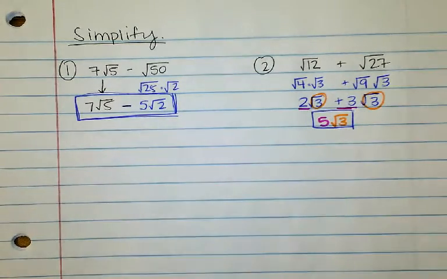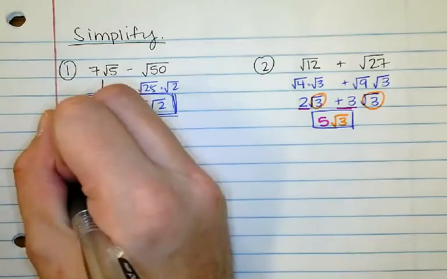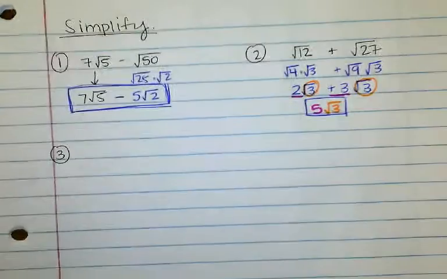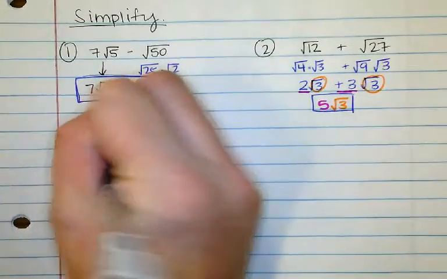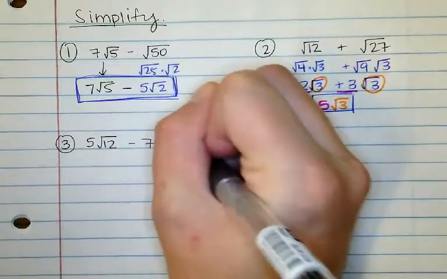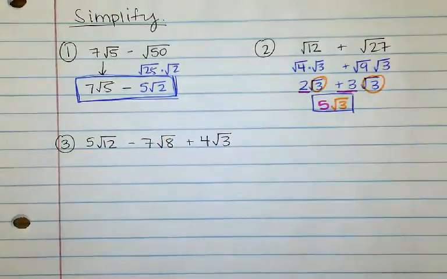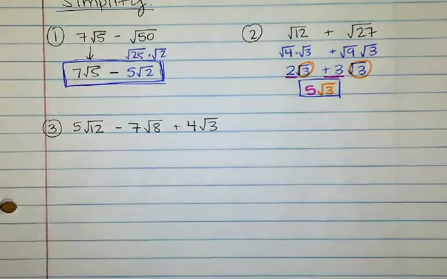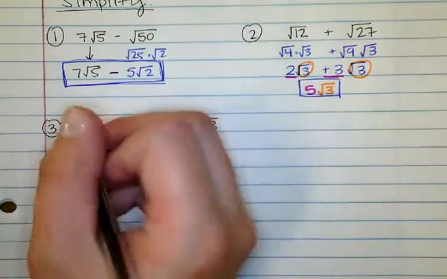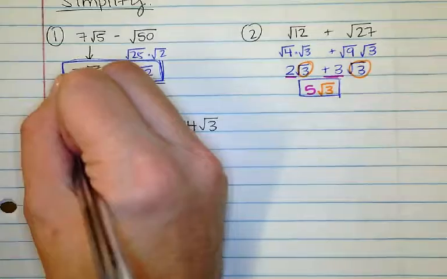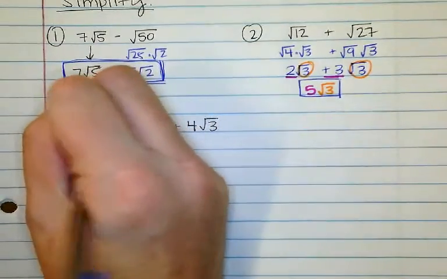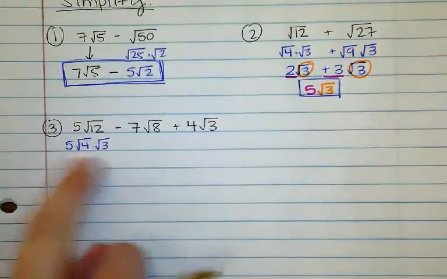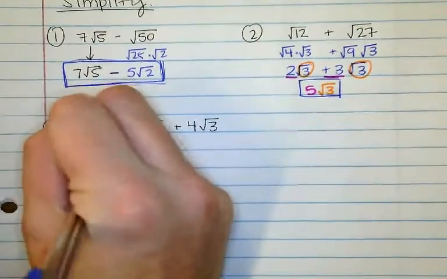Okay? So now we're going to jump down here. We're going to look at number 3. So for number 3, I'm going to stretch it a little bit. We're going to do 5 radical 12 minus 7 radical 8 plus 4 radical 3. All right, we got 3 now. Yikes. All right, so let's check it out. So now we need to simplify this guy. So this is going to be 5, and we already did radical 12 up here, didn't we? So that can be radical 4, radical 3. So that's going to be 5 times 2 times radical 3. So this is going to be 10 radical 3.